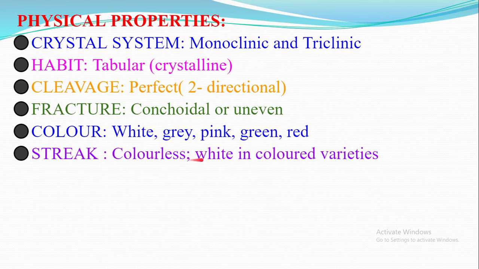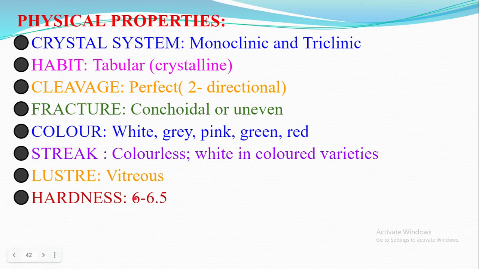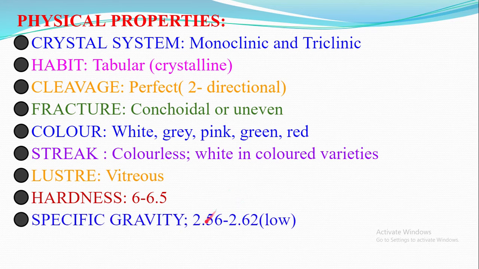Okay, so mainly we will have white. Luster vitreous. Okay, hardness 6 to 6.5. Specific gravity is low within this range. Okay, these are the physical properties.